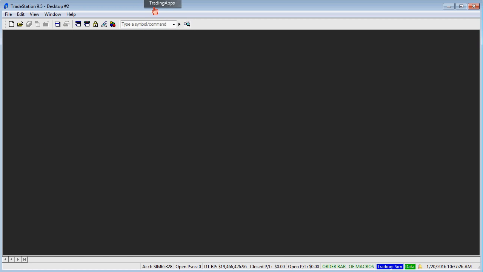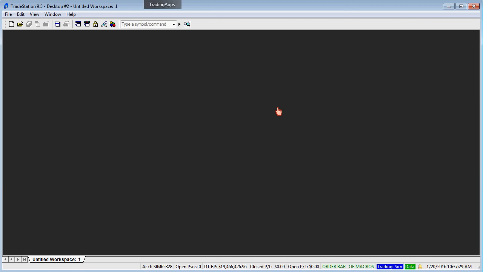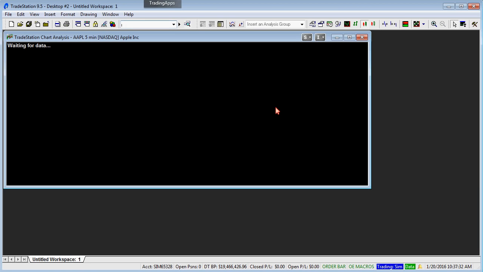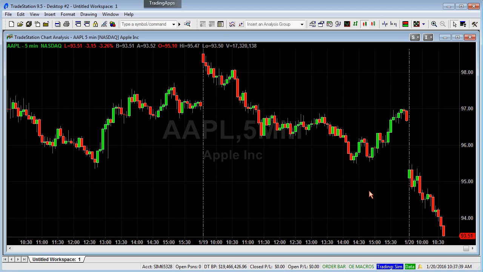First thing, let's bring up a chart. I'm going to come here to my trading apps and bring up a chart because strategy trading is always done on a chart. So you do have to start off with a chart. It doesn't matter what symbol we have on the screen, as long as it's something that we can test.